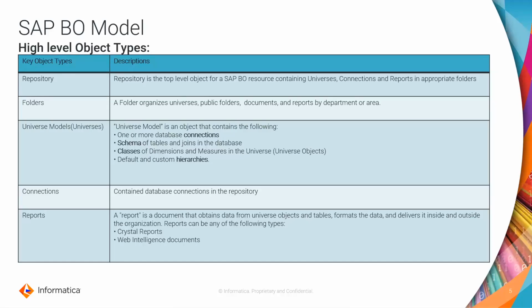And the next key object is connections. It contains the database connections in the repository. And reports. A report is a document that obtains data from universe objects and tables, formats the data, and delivers it inside and outside the organization. Reports can be any of the following types: either a Crystal report or Web Intelligence documents.